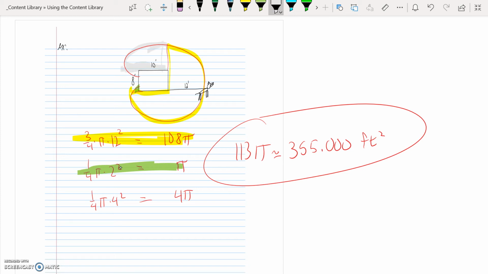I didn't draw that very well. It should have stopped a little earlier. That's another 1/4 of a circle with a radius of 4. So we get about 113 pi for this one.